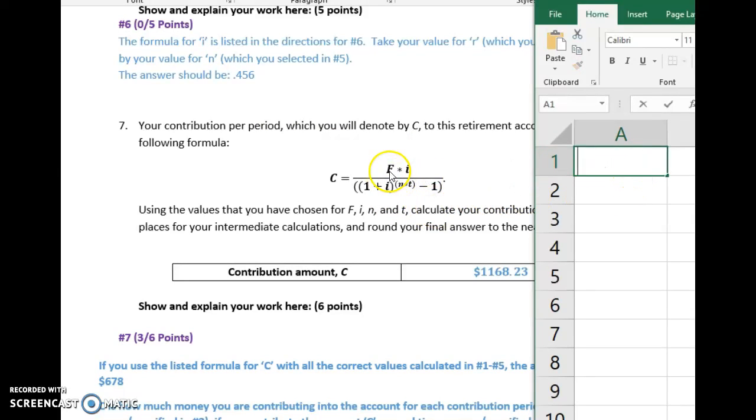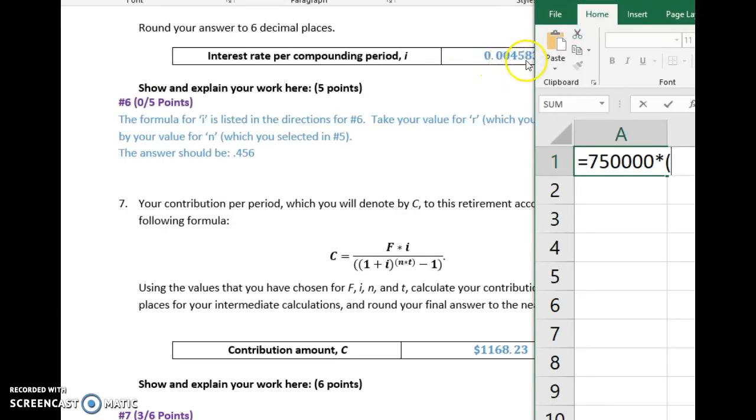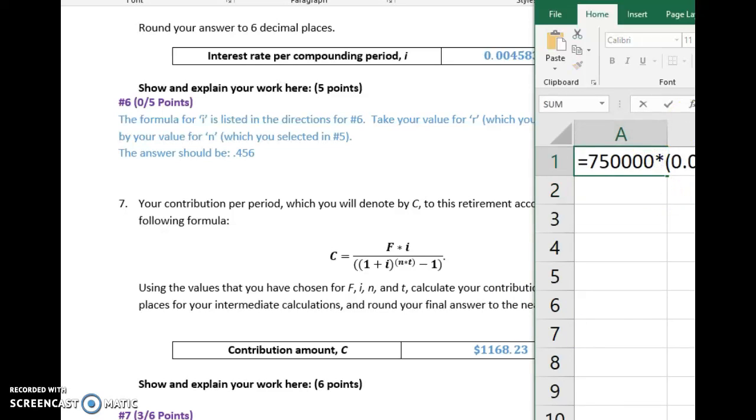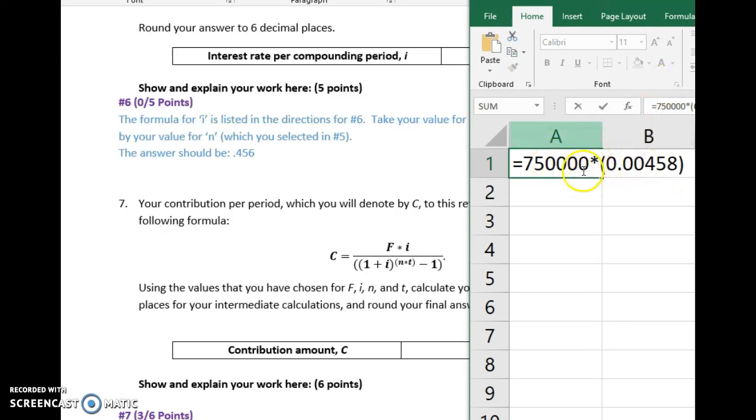So F was my value that I chose, which was 750,000. And my I value was this 0.00458. I'll just type that in, 0.00458. Oops, I had too many decimal spots. Okay, so this is the top part of this formula.